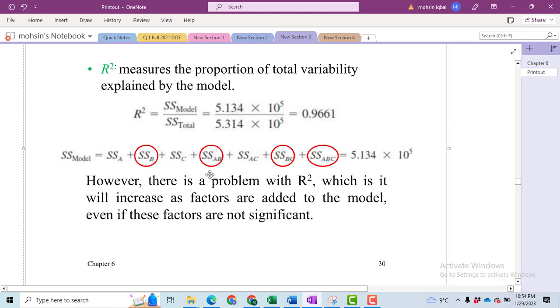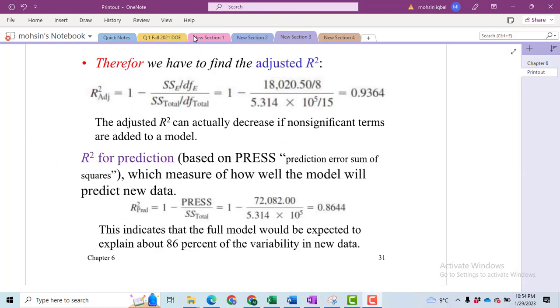However, there is a problem with R-square: its value increases as we continue adding terms in the model. It doesn't check whether the term is significant or insignificant. To tackle this problem, we find our adjusted R-square. It accounts for the fact that if we add any insignificant term in the model, our R-square adjusted value decreases.